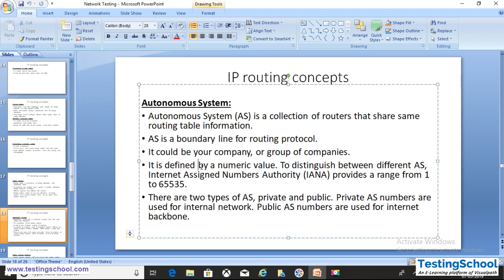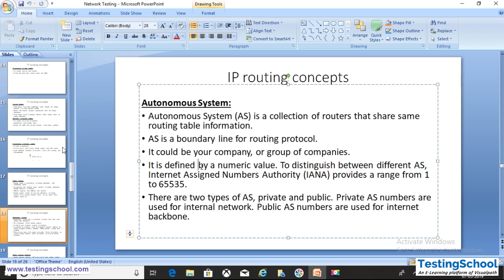So now, as we told, an autonomous system defines the boundary for a routing protocol. Here we can say interior gateway protocol and exterior gateway protocol. Interior gateway protocols are used to share routing updates between routers in the same autonomous system. Within the autonomous system there will be multiple routers, so how will those routers share the routing information? That is by using interior gateway protocol.